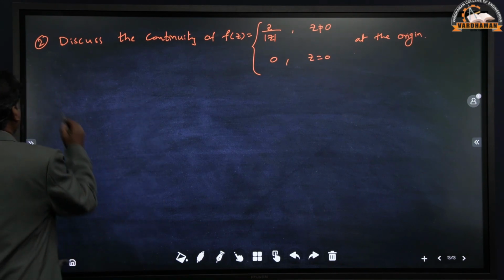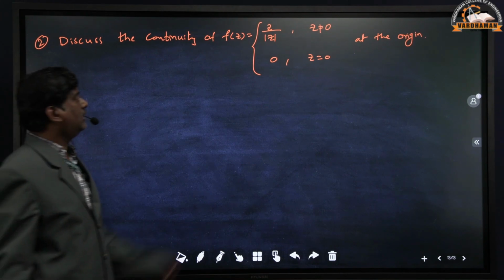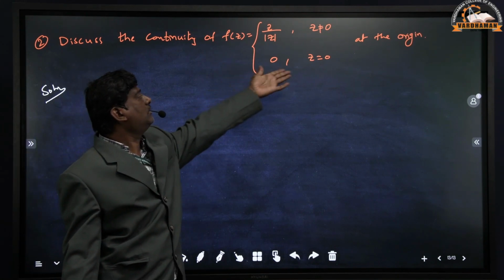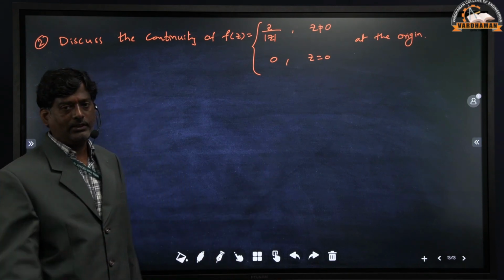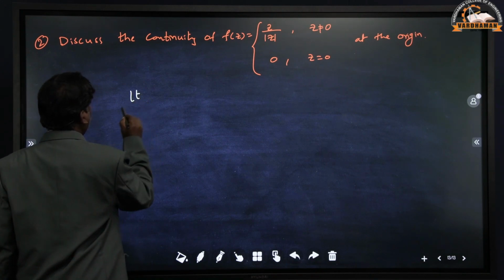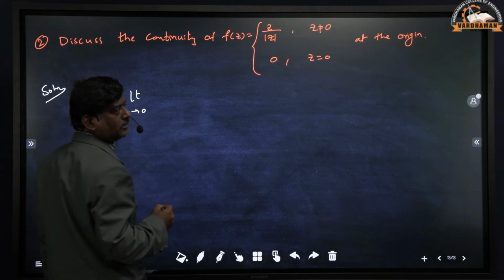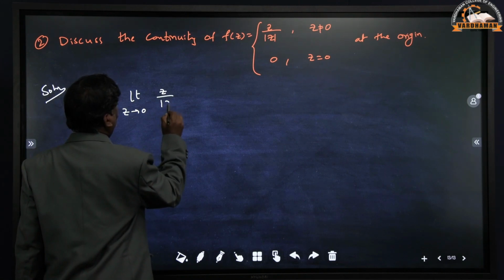Solution. Continuity means the limit of the function is equal to the function value. The function value f(0) is 0 at z = 0, which is given in the problem. We need to identify the limit of the function, limit as z tends to 0 of z by mod z.